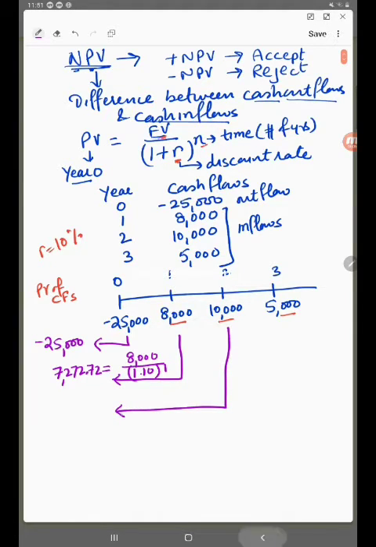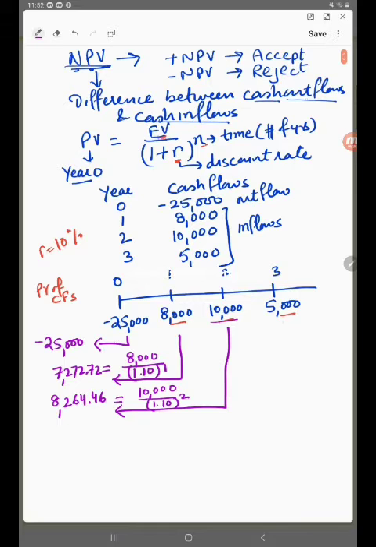So time, how many years? 0 to 1, 1, 1 to 2, 2. So 2 years here. This is the future value. So 10,000 divided by 1.10. Now time is 2 years. If you solve it, this number will be 8,264.46. I hope I computed all these numbers correct, so you can double check.